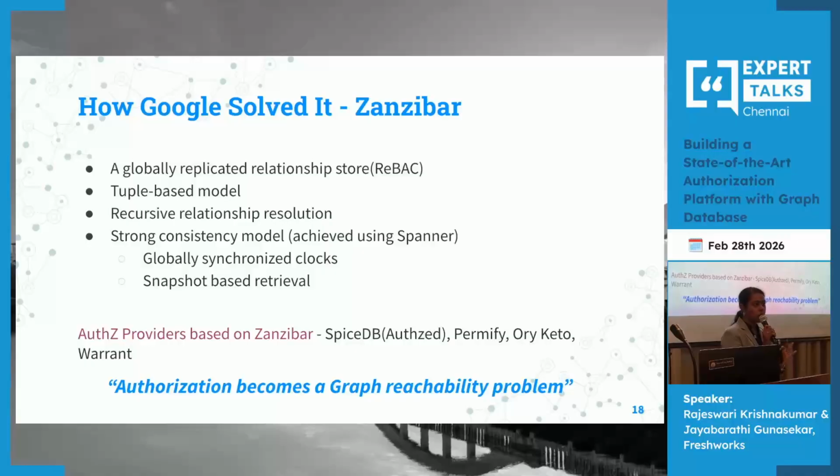So I'll touch upon what are the core concepts that Zanzibar states, and where all it will be applicable in a SaaS use case. So Zanzibar uses a tuple-based model. So how we define the data?